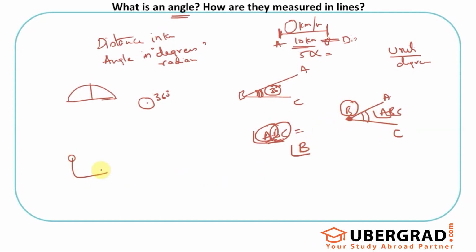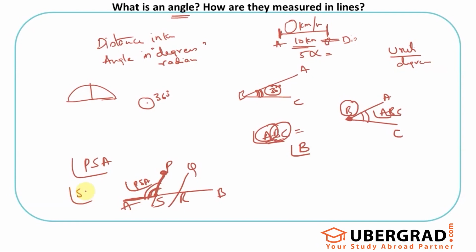And let's say I draw lines like this: PQ, RS, SA. If you ask what angle PSA is, what am I referring to? This angle. I start from P, draw to S, from S go to A. This angle is PSA. What about SRQ? Go from S, go to R, go to Q. That is this angle. That's how you measure the angles.